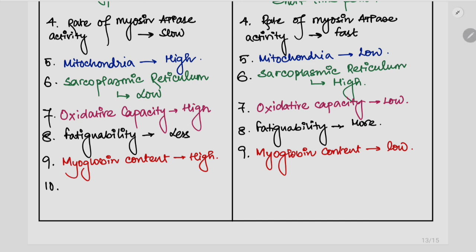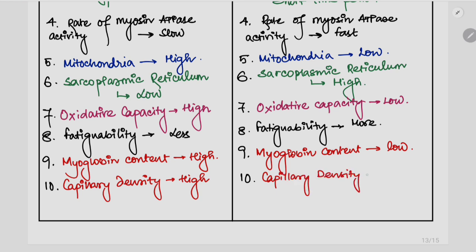Next, capillary density. Capillary density is also high in type 1 muscle fibers, and in type 2 muscle fibers capillary density is very low. For more sustained activity or endurance, for a longer period of time, type 1 muscle fibers are required.